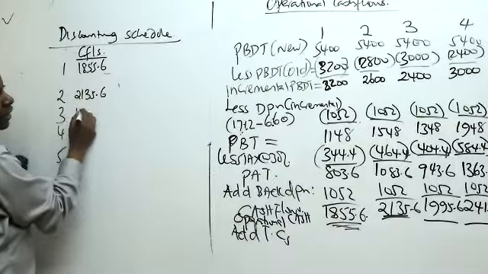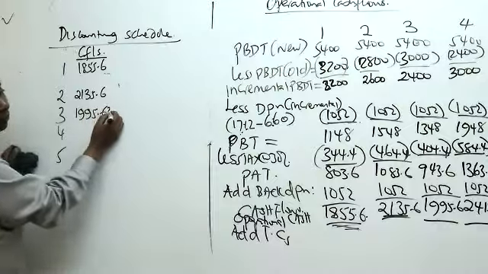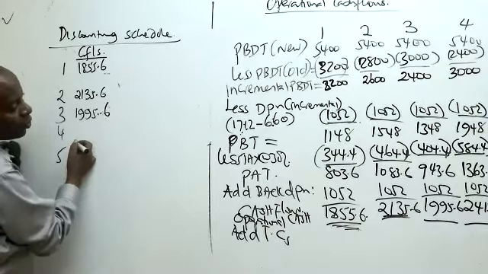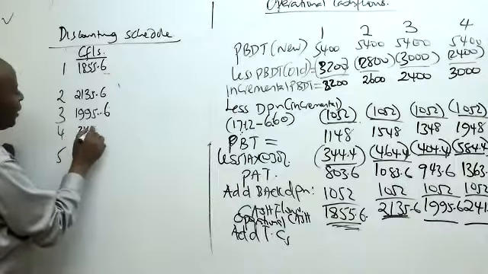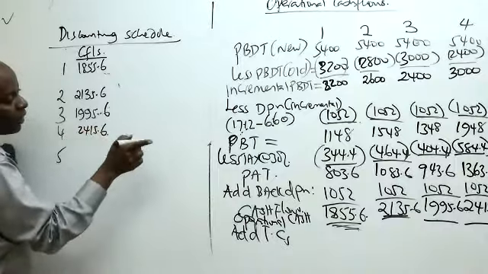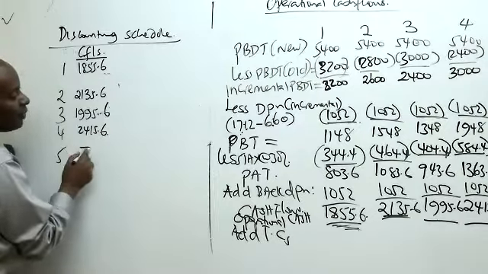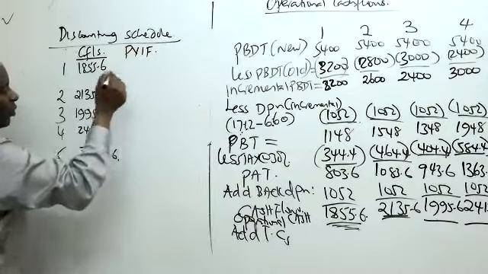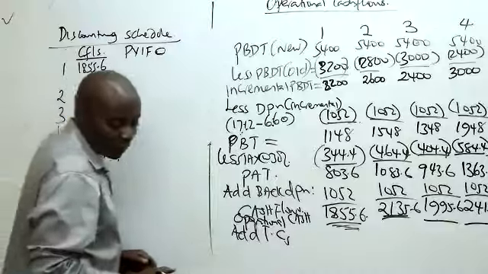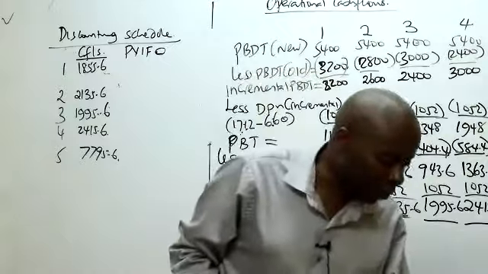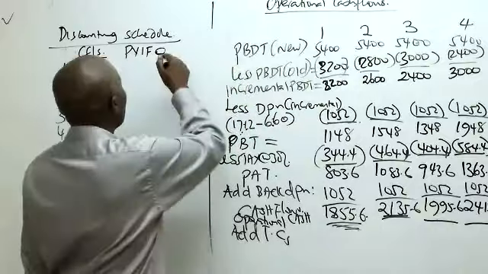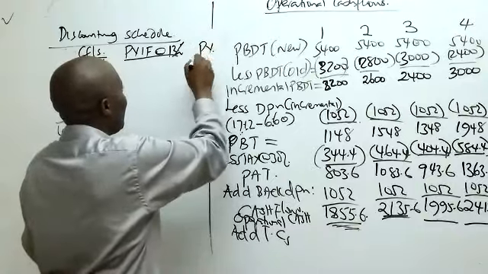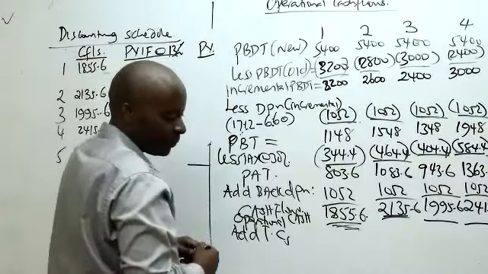Year 3, we have 1995.6. And then year 4, we have 2415.6. Year 5, you have to be careful, work with that total, 7795.6. So create a column for PV. What is the cost of capital? The cost of capital given is 13%. So please use this 13%, and then give me the PVs for all the years and the total present value. I'm giving you exactly 2 minutes.